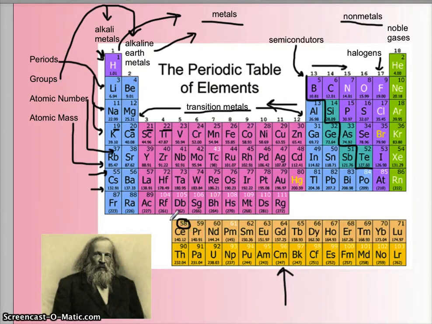So this whole section right here would actually go after lanthanum right here. But just for the ease of putting things together is why these two are lumped down here. They are still metals and considered transition metals. So let's talk about all these nonmetals over here.